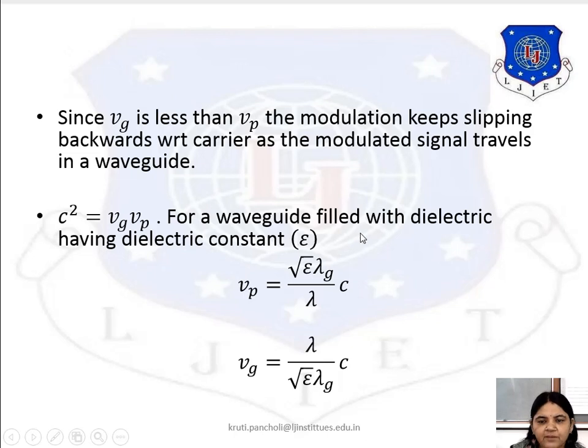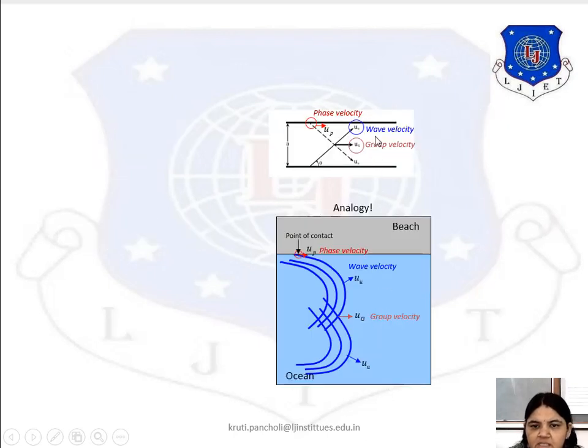So for the waveguide filled with the dielectric constant, this Vp value is equal to square root of epsilon lambda g upon lambda into c. So Vg is equal to, again, the equation is lambda upon square root of epsilon lambda g into c. So this is the wave velocity, and it is the group velocity. This is the transmission line or the part of the waveguide.